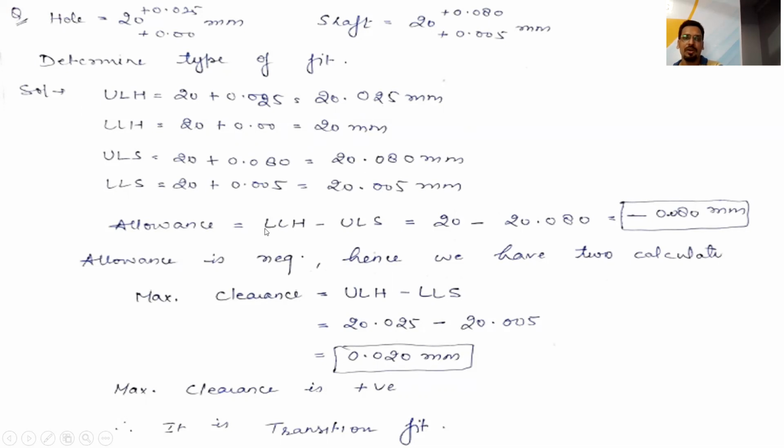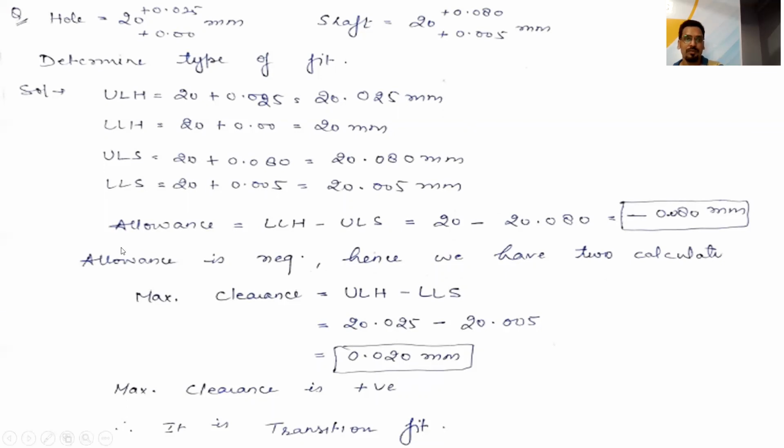Allowance is given by the lower limit of the hole minus the upper limit of the shaft, that will be 20 minus 20.08, that will be minus 0.080. Now from this allowance you can see that it is not positive, so it is not a clearance fit. It is clear from this part. Now we have to calculate whether it is a transition fit or an interference fit.